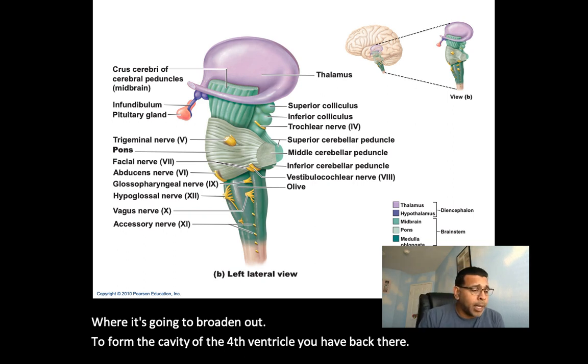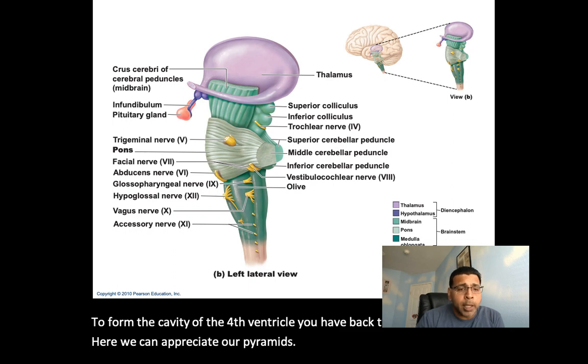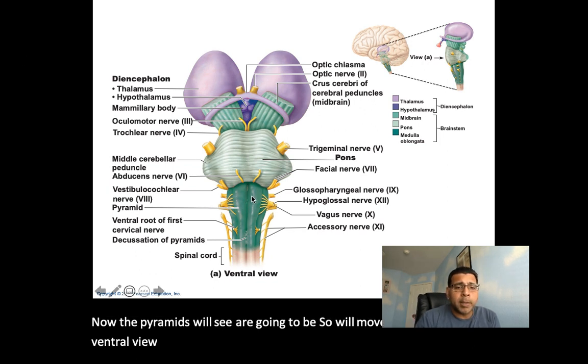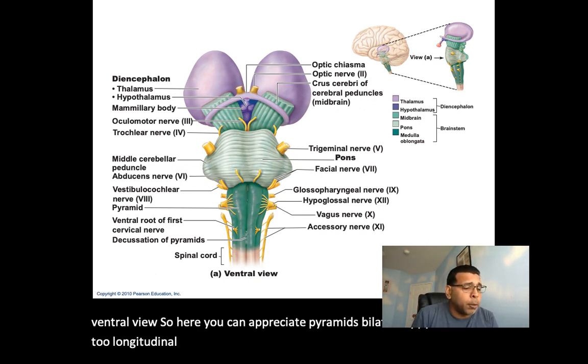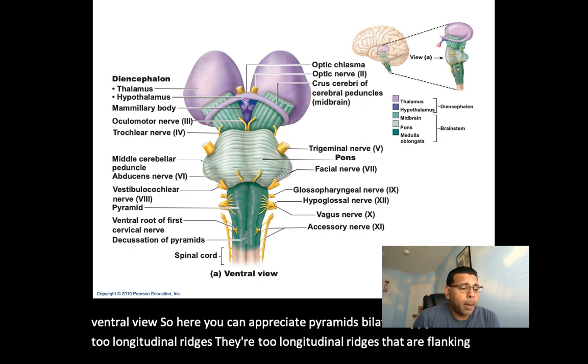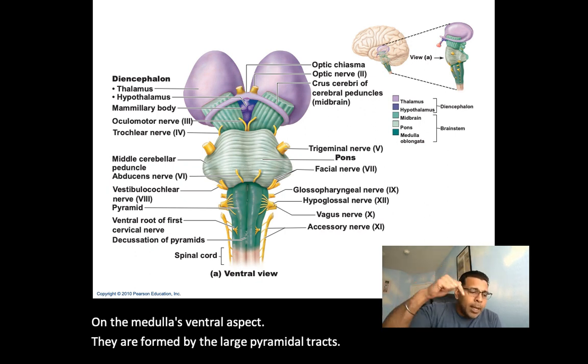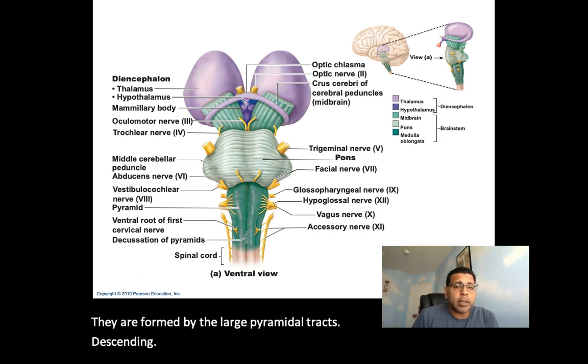Here we can appreciate our pyramids. We'll move back out to this ventral view. Here you can appreciate the pyramids bilaterally. Pyramids are two longitudinal ridges flanking the midline on the medulla's ventral aspect. They're formed by the large pyramidal tracts descending from the motor cortex.